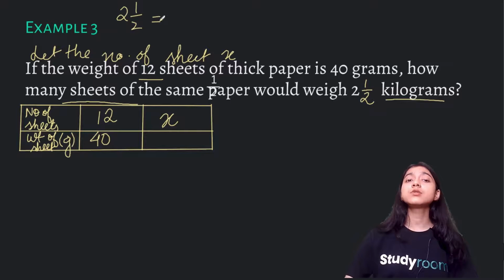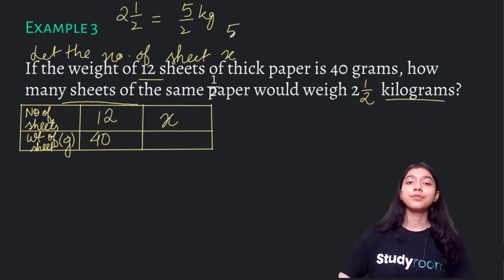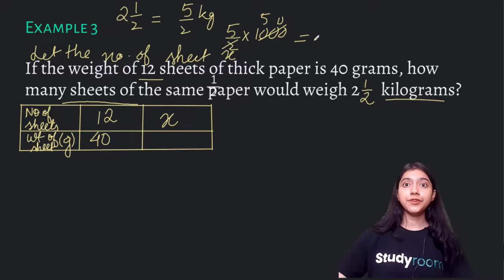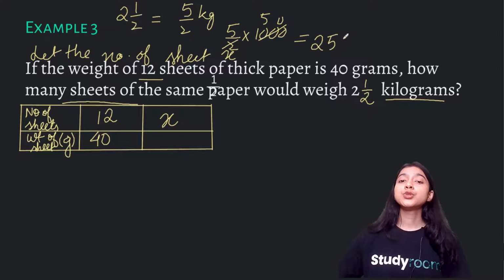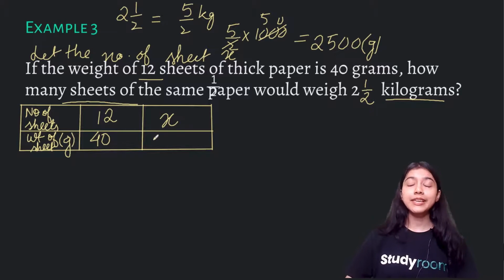1 by 2. Now this 1 by 2 can also be written as 5 by 2 kgs. In order to convert kg to gram, we will multiply it with 1000. So it is 5 by 2 multiplied with 1000. 2 gets cancelled and we are left with 500. So 5 multiplied with 500 gives us 2500 grams. So this is the weight of x sheets of paper. We will be calculating x. So 2500.